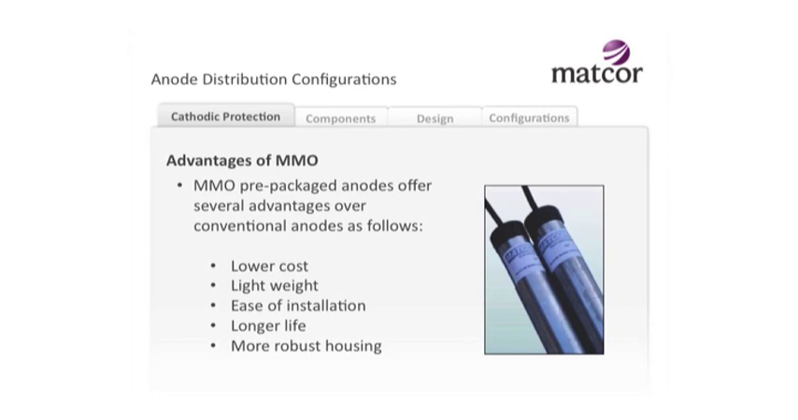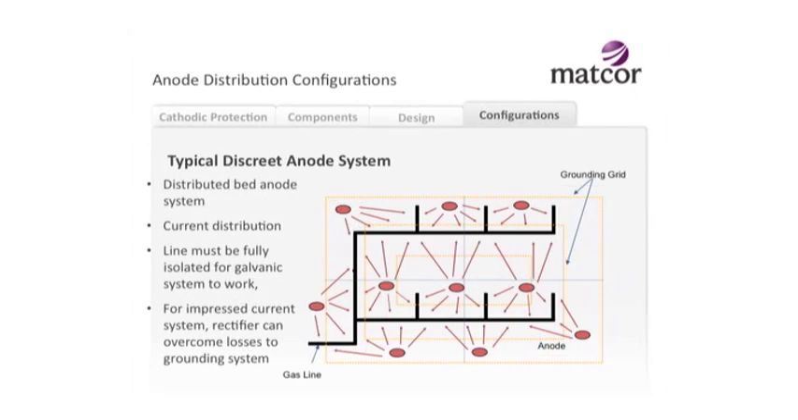Great anode, it's lightweight, low cost, easy to install, very long life, quite robust as a discrete anode. Here's a diagram of a discrete anode system. Imagine this as being a simple power plant or maybe a gas line system going to a housing development, okay?